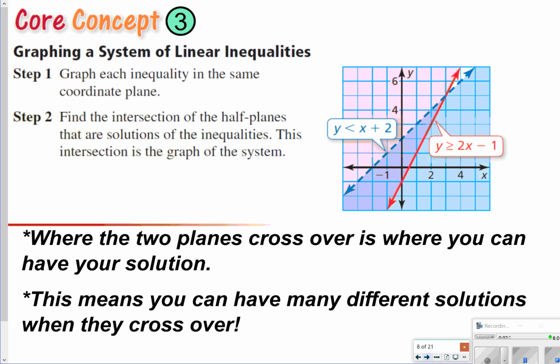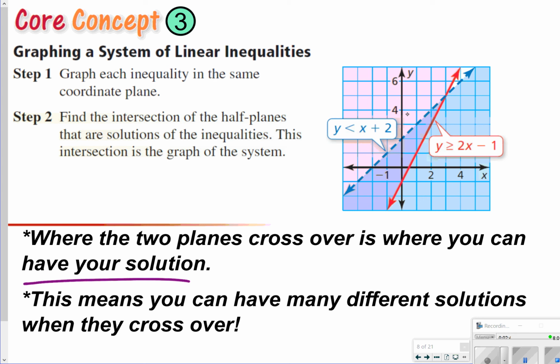Okay? The next part is actually graphing and finding a solution. So this is going to be a majority of what you see on your homework tonight. The graphing is the same type of steps that we've been seeing all throughout Chapter 5. The only difference is that where the 2 planes cross over is where you can have your solution.